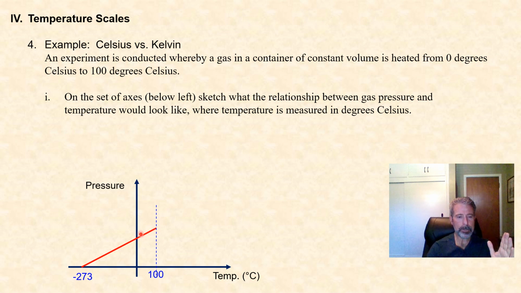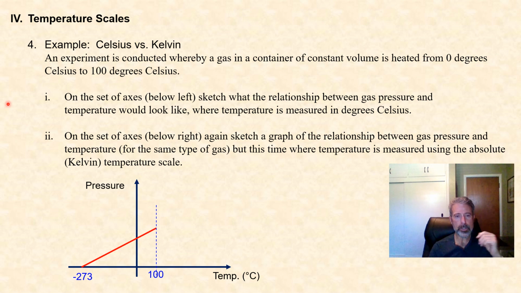And when you extrapolated this line, you would find out that it would cross your temperature axis over here at a point corresponding to negative 273.16 degrees Celsius. Like I say, you didn't actually plot these points, but this is the answer. This is what a graph would look like if you were to do that.